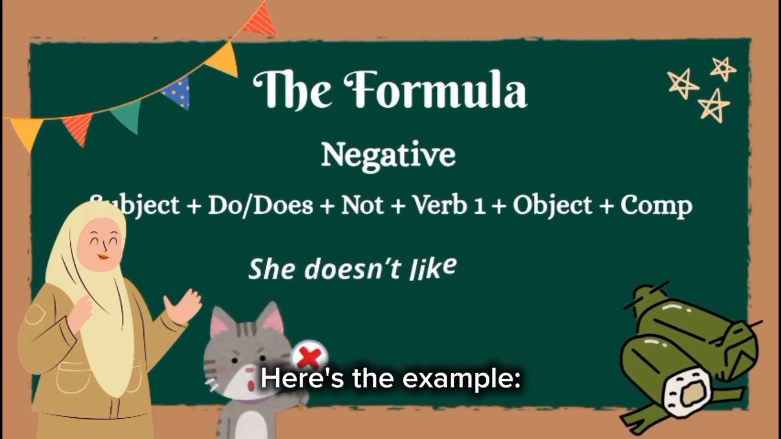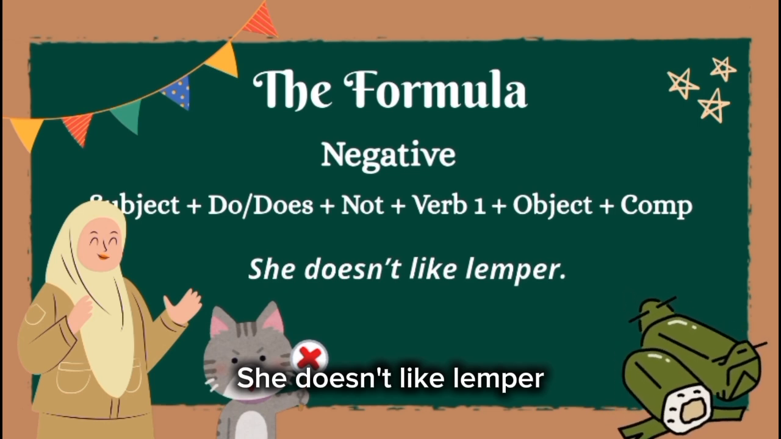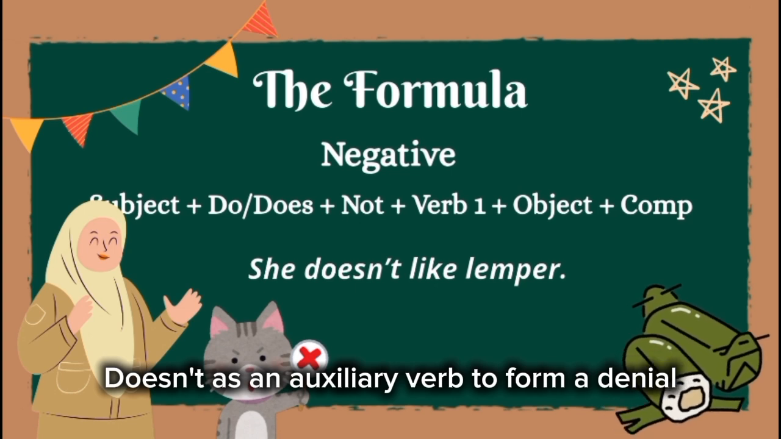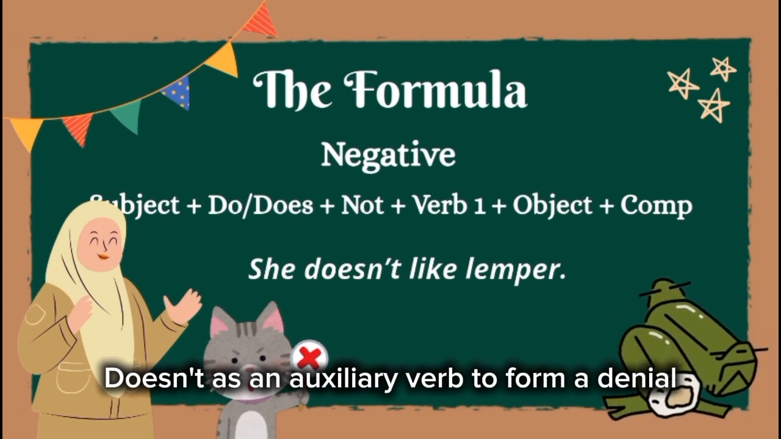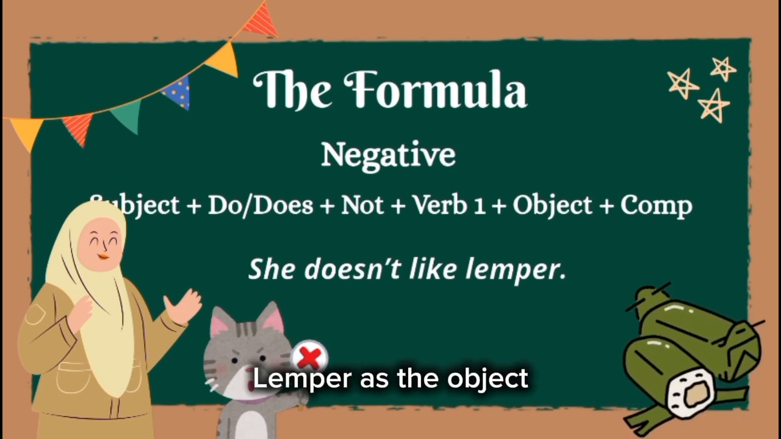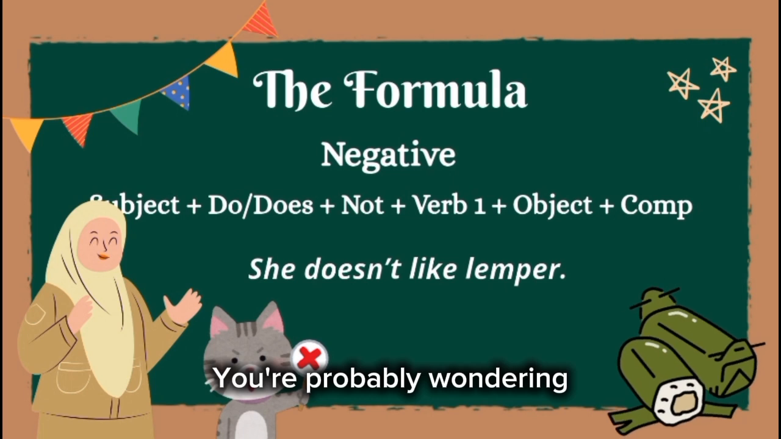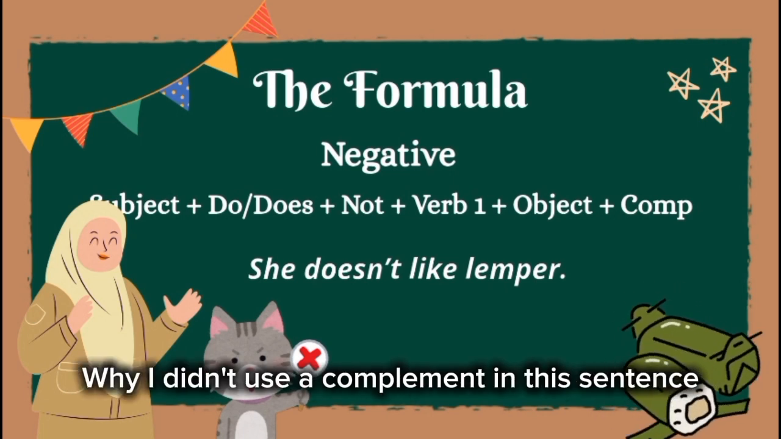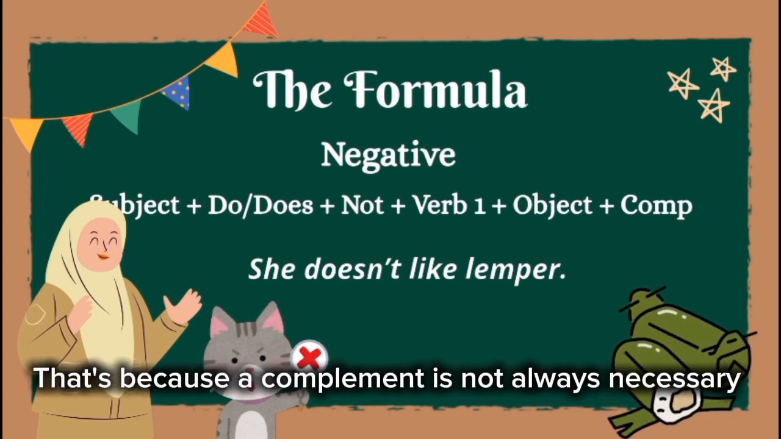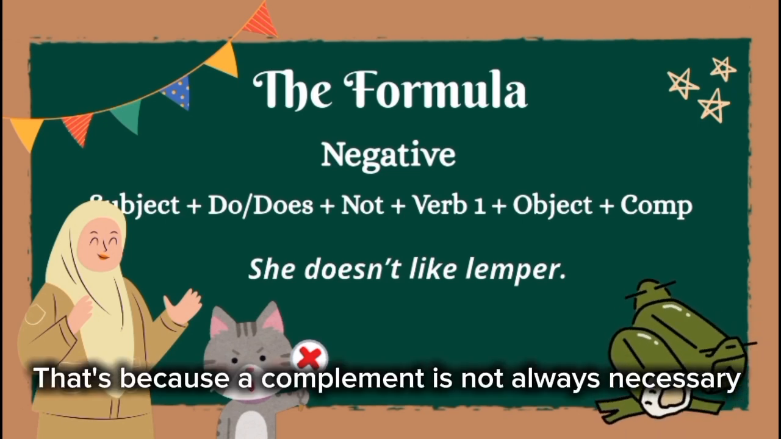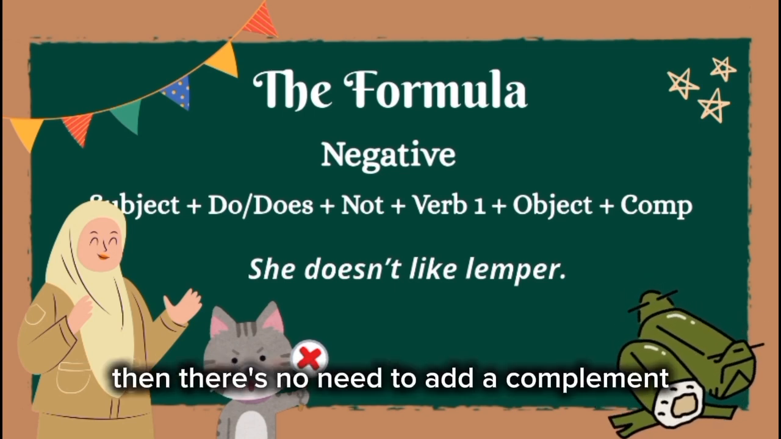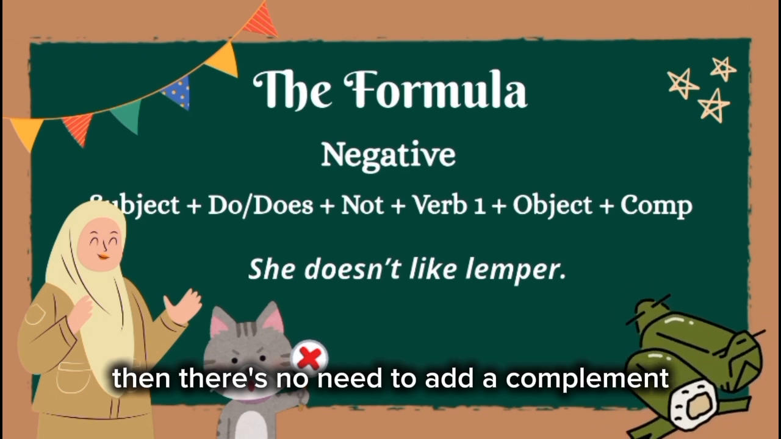Here's the example. She doesn't like lemper. She as the subject. Doesn't as an auxiliary verb to form a denial. Like as the verb 1, lemper as the object. You are probably wondering why I didn't use a complement in this sentence. That's because a complement is not always necessary in a sentence. If the meaning is already clear, then there's no need to add a complement.